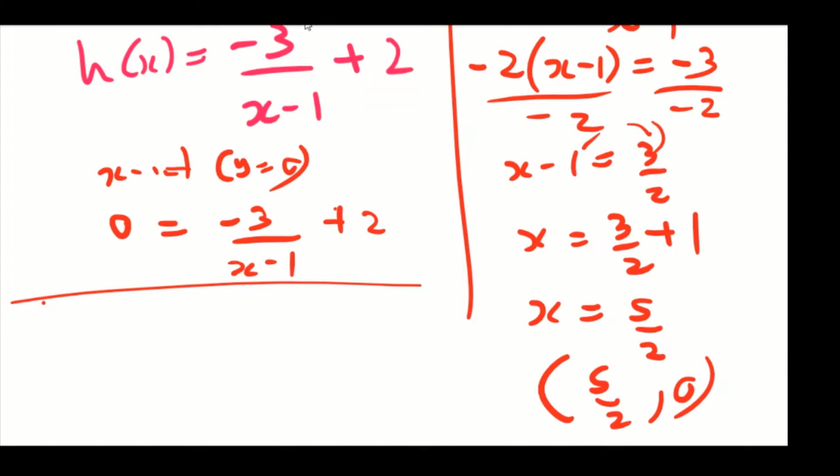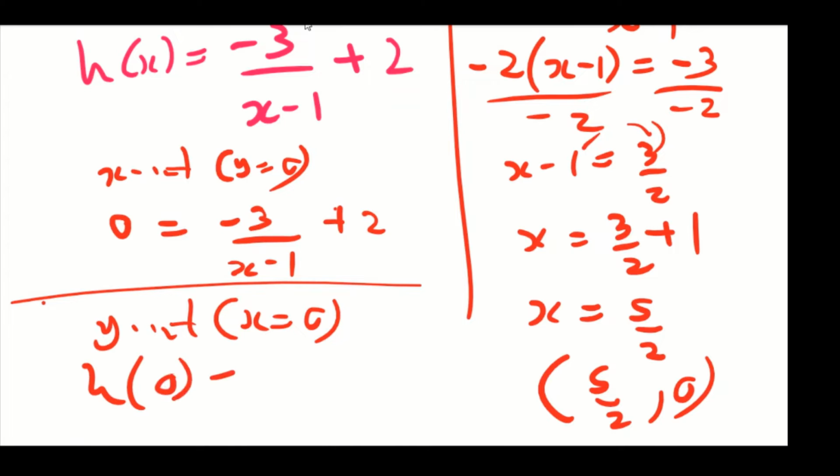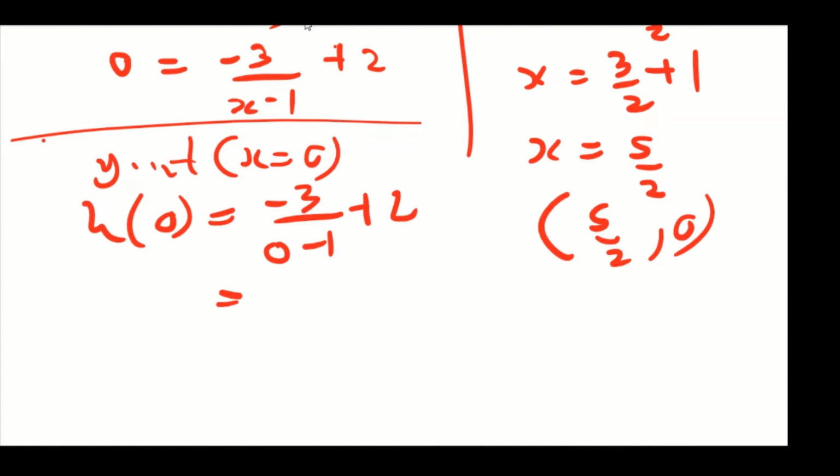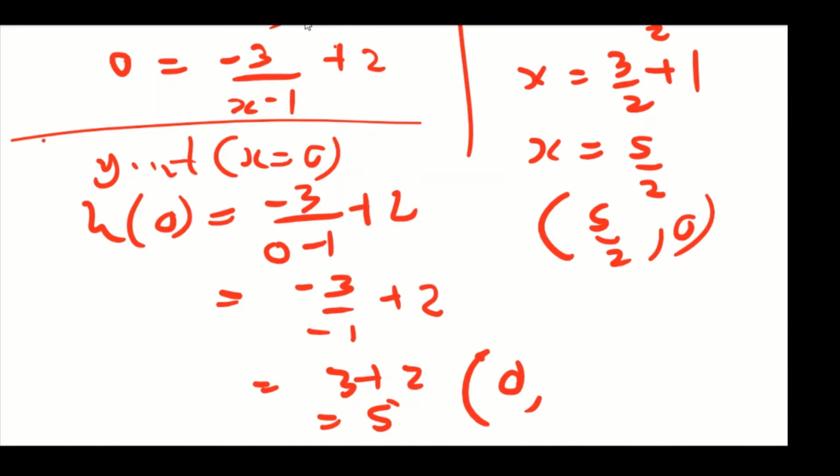So now find your y-intercept when x equals 0. So you have h of 0 is equal to minus 3 over 0 minus 1 plus 2. And you'll have minus 3 over minus 1 plus 2, which is equal to 3 plus 2 equals 5. So your y-intercept is 0 and 5, right?